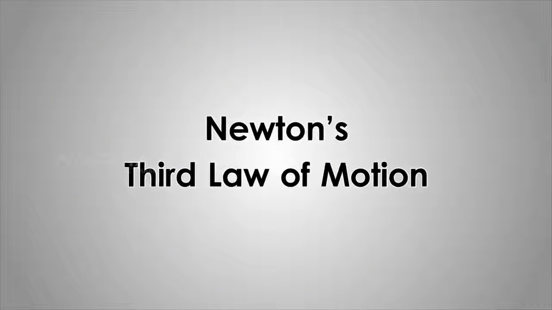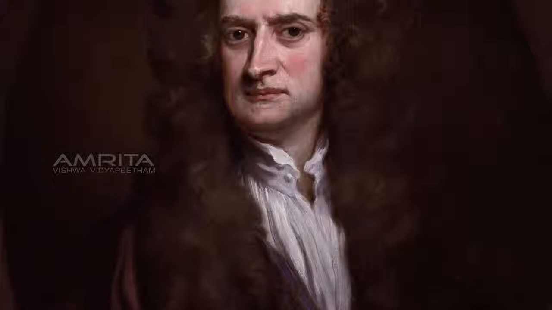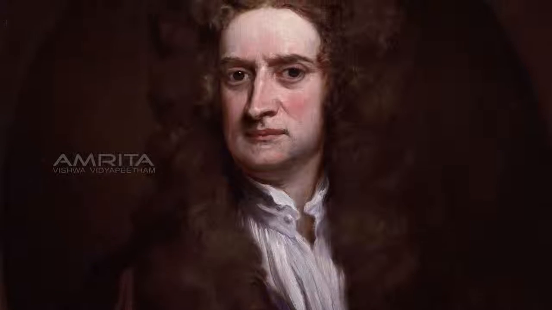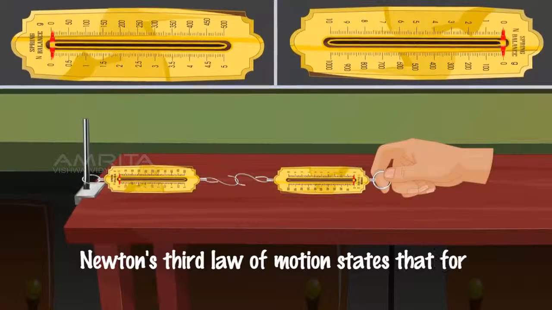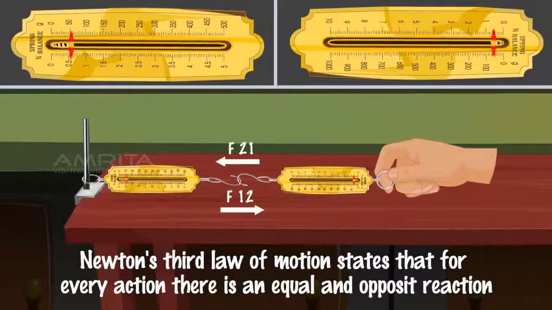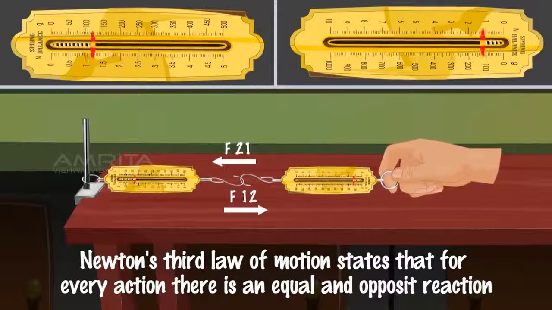Newton's third law of motion. Sir Isaac Newton was a 17th century English physicist who discovered three laws of motion. Newton's third law of motion states that for every action there is an equal and opposite reaction.